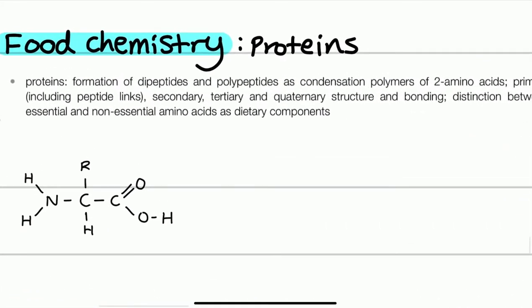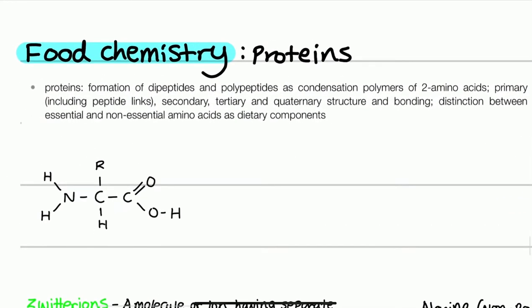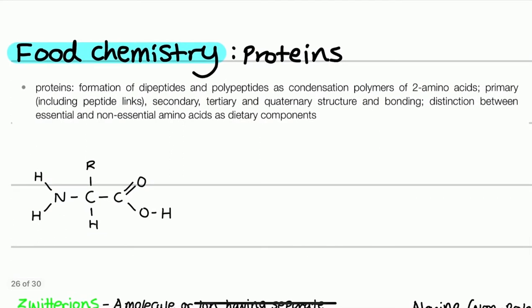So it says: proteins, formation of dipeptides and polypeptides as condensation polymers of two amino acids; primary, including peptide links, secondary, tertiary, and quaternary structure and bonding; distinction between essential and non-essential amino acids as dietary components.